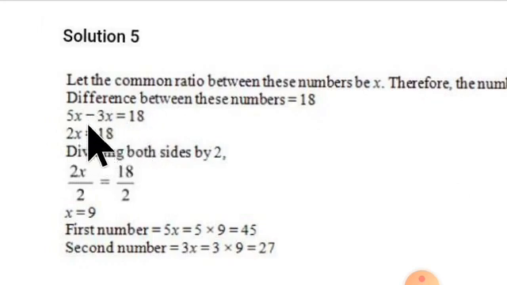So 5x minus 3x is 2x. 2x is equal to 18. Now here x is multiplied by 2, so we will divide. Dividing both the sides by 2, 2x upon 2 is equal to 18 upon 2. So x is equal to 9.